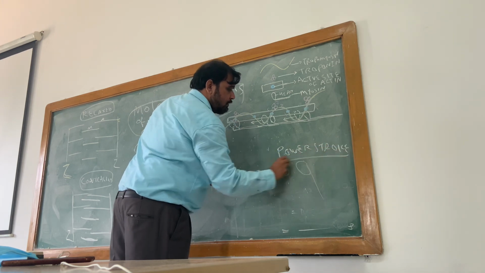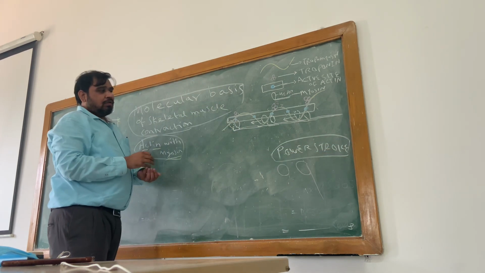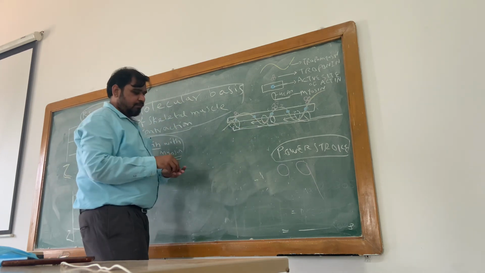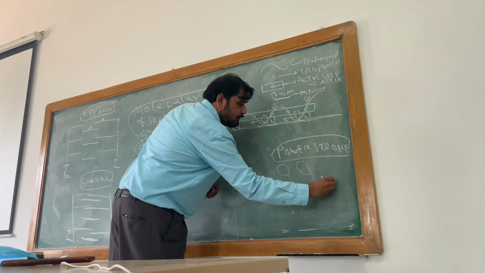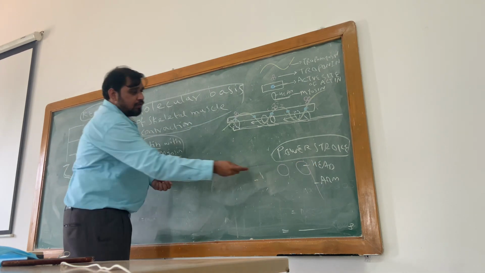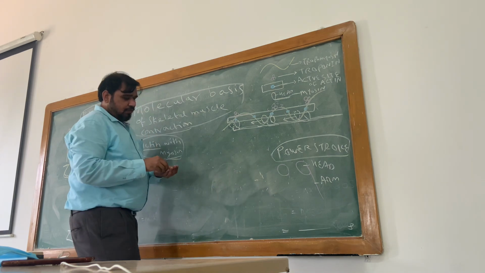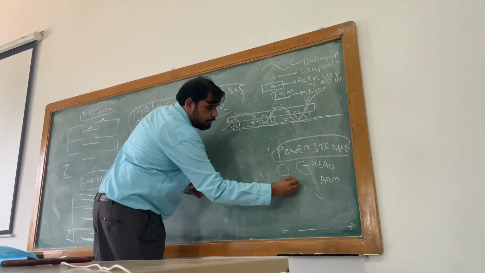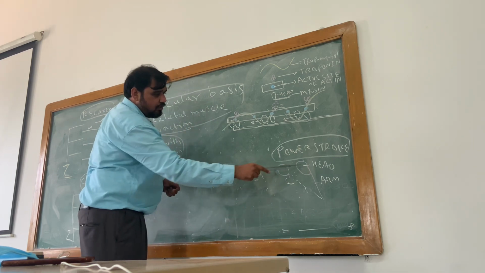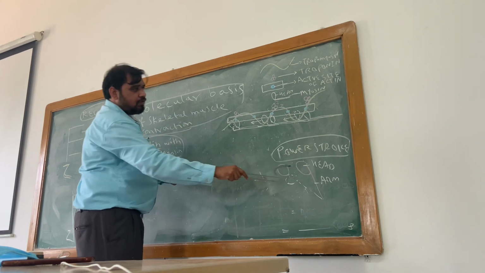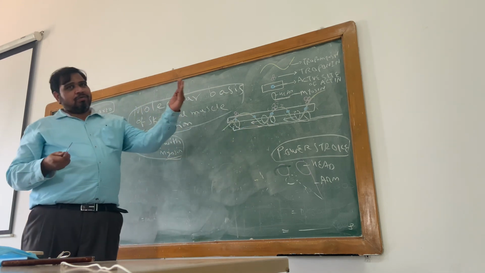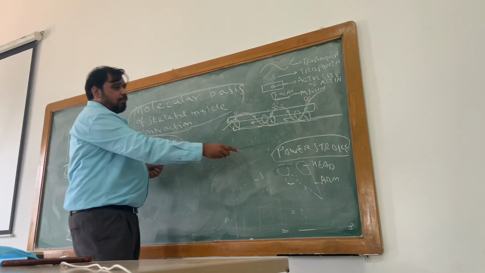So note it down. Power stroke, that is the bend of the head towards this spot, which is called the arm. This is called the head. Otherwise you can even draw it like this. This is the bend of the myosin head towards the arm. See, the end is bending towards the arm. The same thing has been drawn here. The myosin head bending towards the arm is called power stroke.